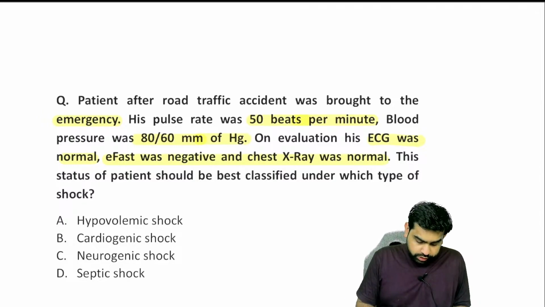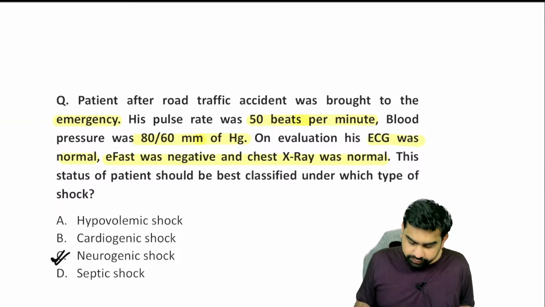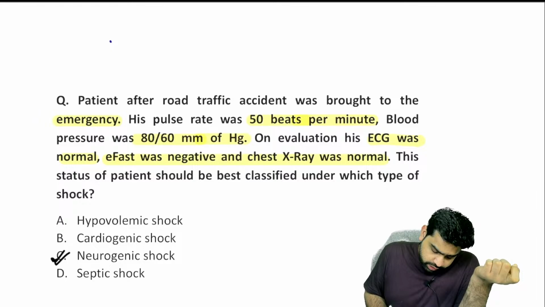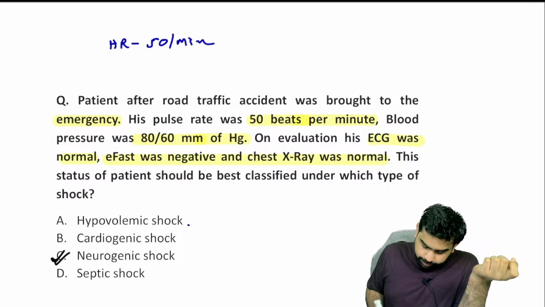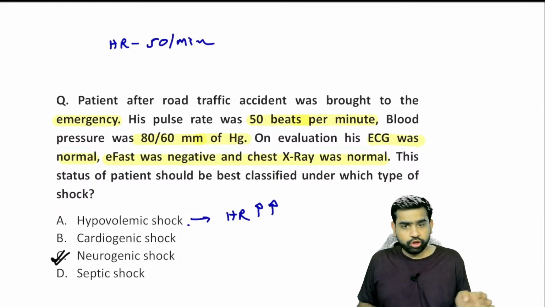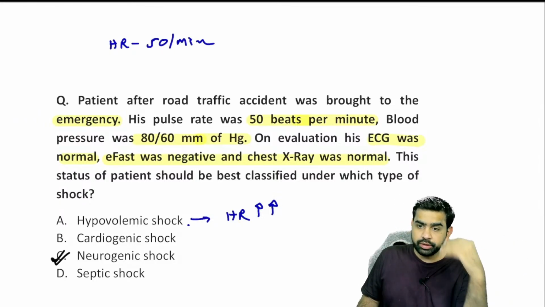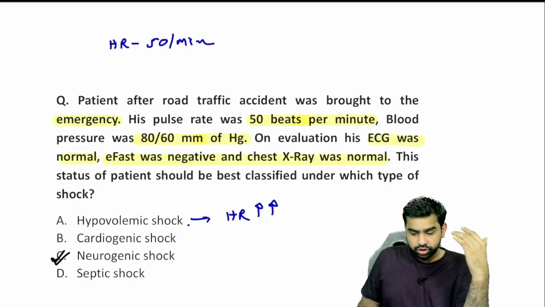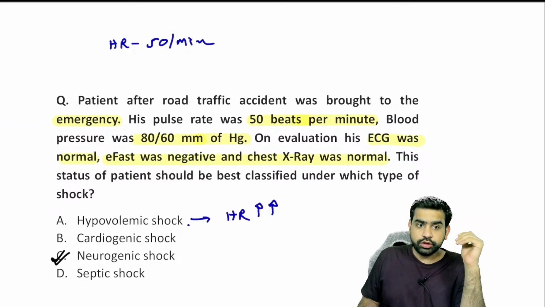The answer is neurogenic shock. There is a basic funda which you need to understand over here. What is the heart rate of this particular patient? It is 50 beats per minute. If it was a hypovolemic shock, what would have happened to the heart rate? The heart rate would have gone up. Are you understanding my point? In neurogenic shock, everything basically goes down: the heart rate, the blood pressure, pulmonary capillary wedge pressure, the JVP, everything goes down.